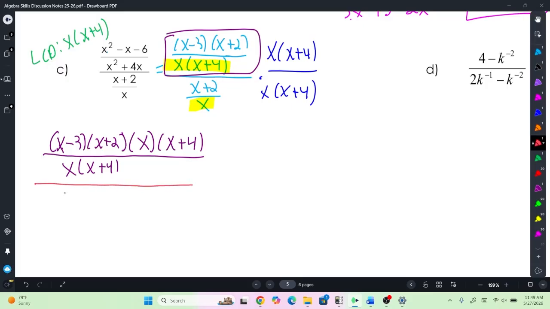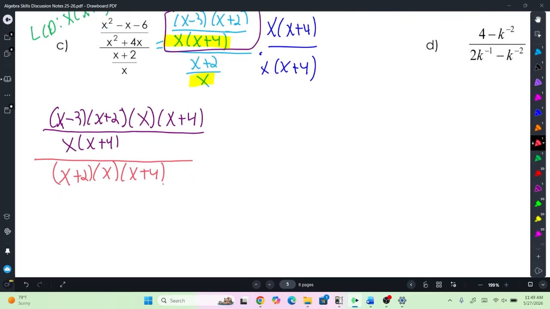Divided by (x plus 2) times (x plus 4) all over x. Then we could start canceling. In purple, we have the x and x that can cancel, and x plus 4 and x plus 4 cancel. In the denominator, or in red, x and x cancel.